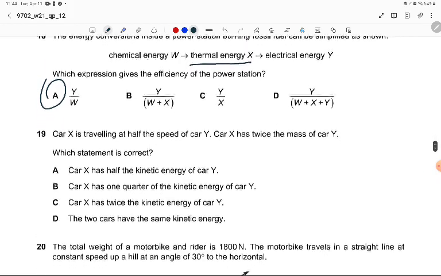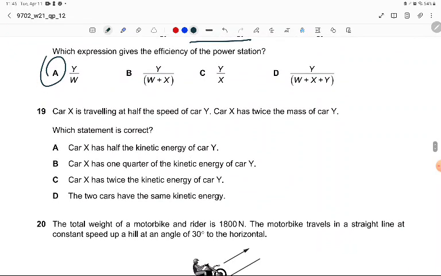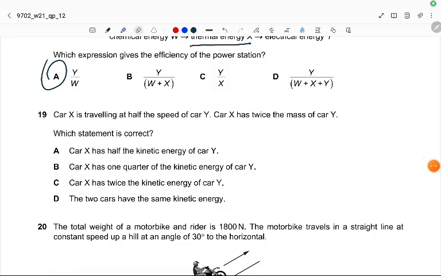Car X is traveling at half the speed of car Y. Car X has twice the mass of car Y. Which statement is correct? Let's just do this question. Okay guys, car X is traveling at half the speed of car Y, and car X has twice the mass of car Y. Which statement is correct? Okay, so these talk about the kinetic energies. So we are just going to form some data over here. Let's see. First for car X and then for car Y. Okay, so let's just begin doing it. Car X has half the speed of car Y, so if I let the speed of car Y be V, this is going to be half V, and after that car X has twice the mass of car Y. Okay, so if this is M, then this is going to be 2M.